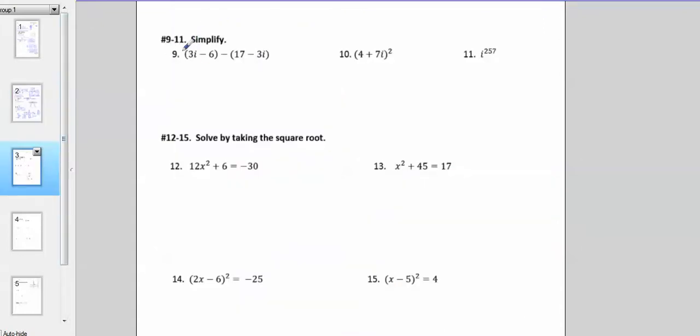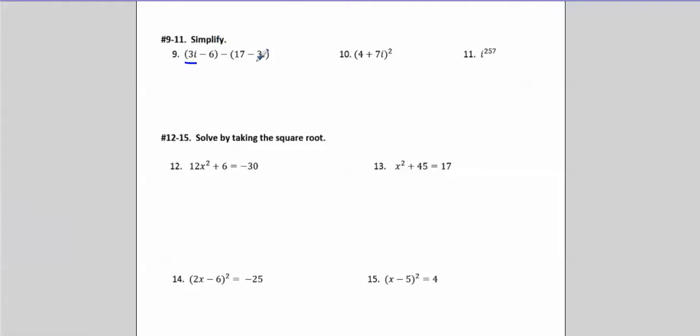Okay, in number 9, we're going to subtract like terms. So 3i minus the negative 3i. 3i minus negative 3i, and minus negative makes plus, so I get 6i. Negative 6 minus 17 is negative 23. So my answer would be negative 23 plus 6i.